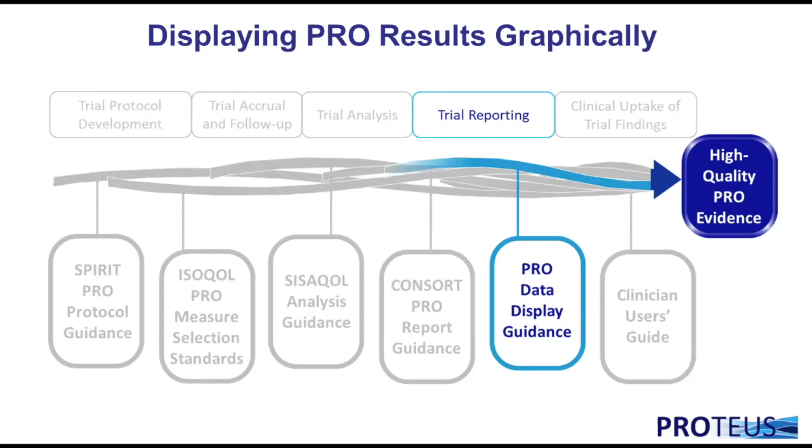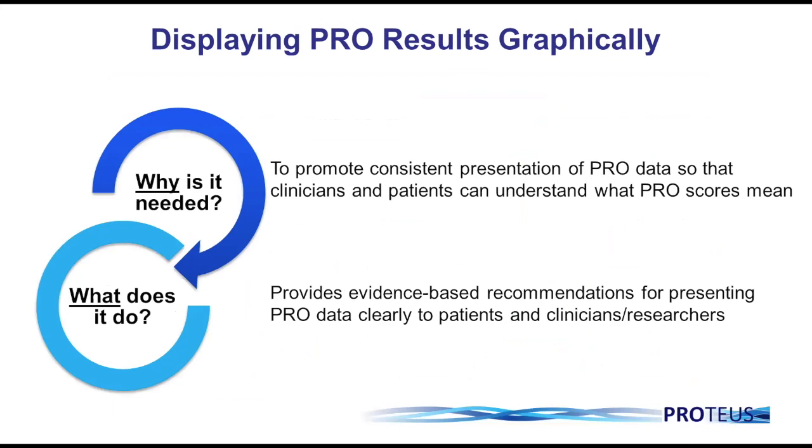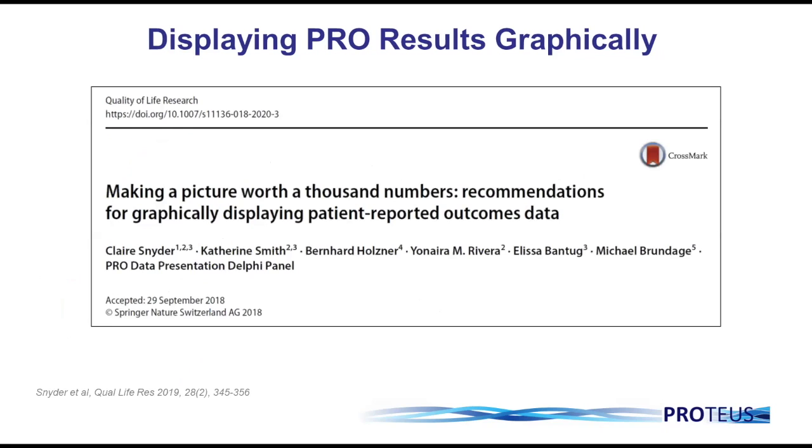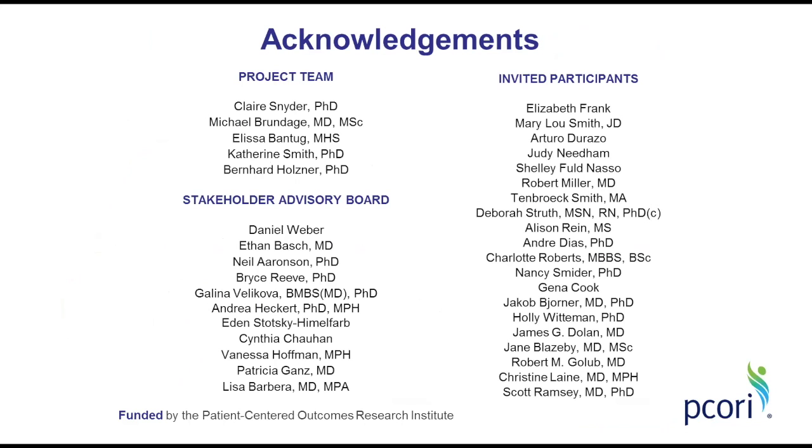Although the focus of this presentation is on guidance for PRO data display, displaying the data is only one component of overall best practices for reporting the PRO results of a clinical trial, as summarized by the CONSORT-PRO Guidance Statement. We developed this guidance in order to promote consistent data presentation, arguing that consistent data display will facilitate clinician and patient familiarity with PRO findings and will therefore promote their understanding. These guidance recommendations were published in the journal Quality of Life Research in 2019.